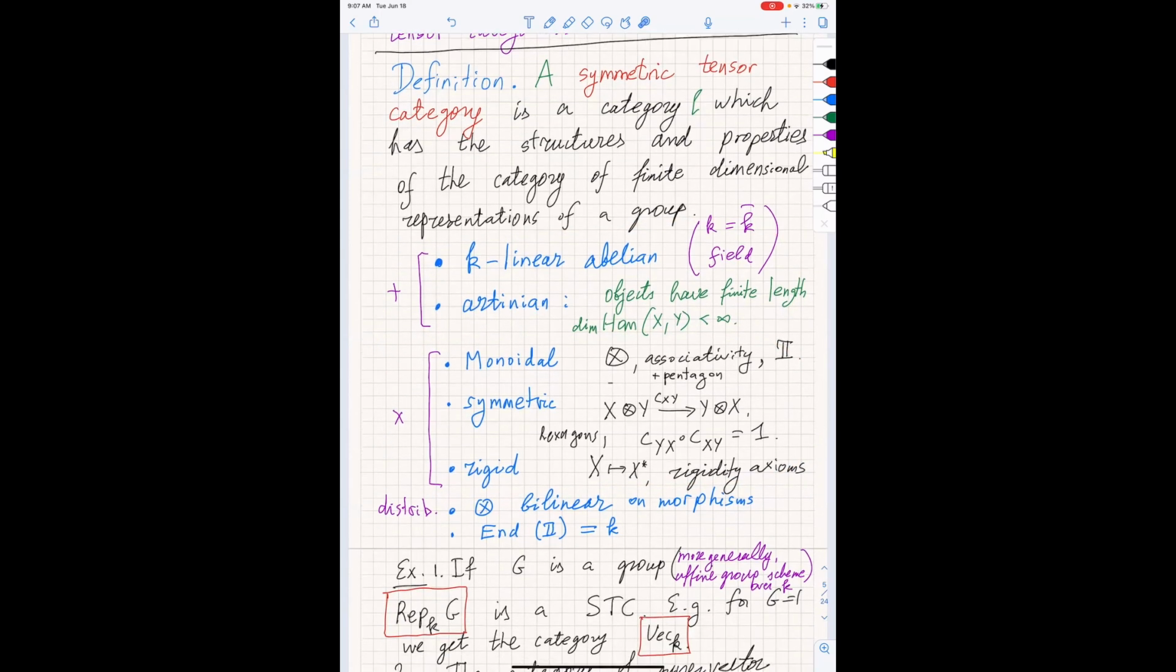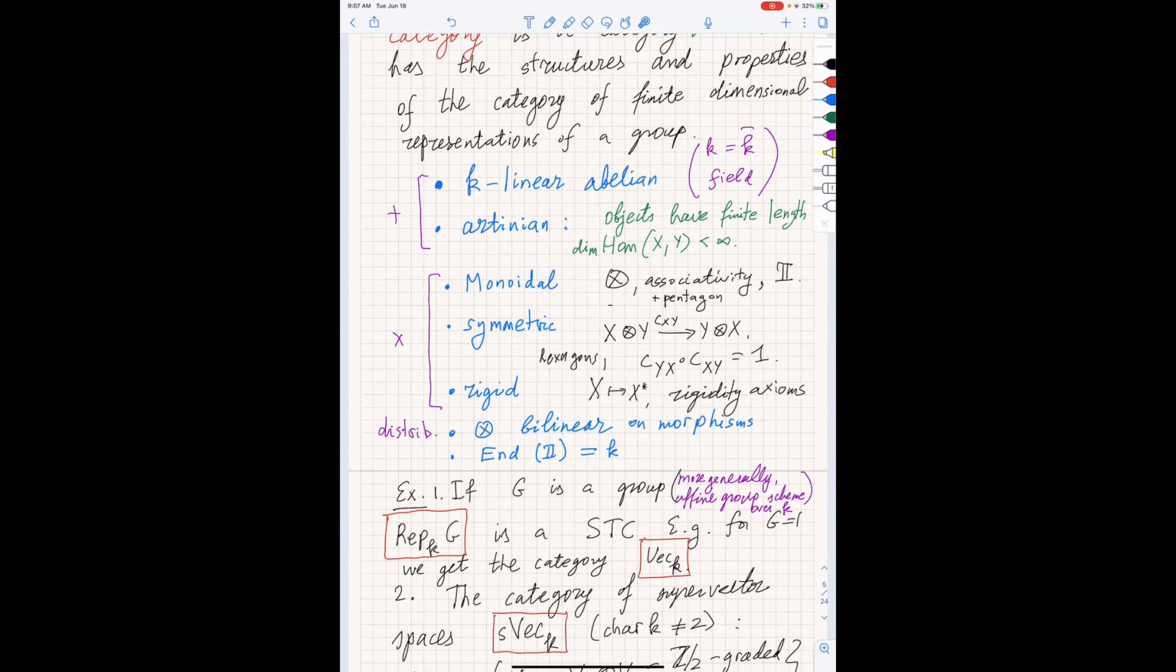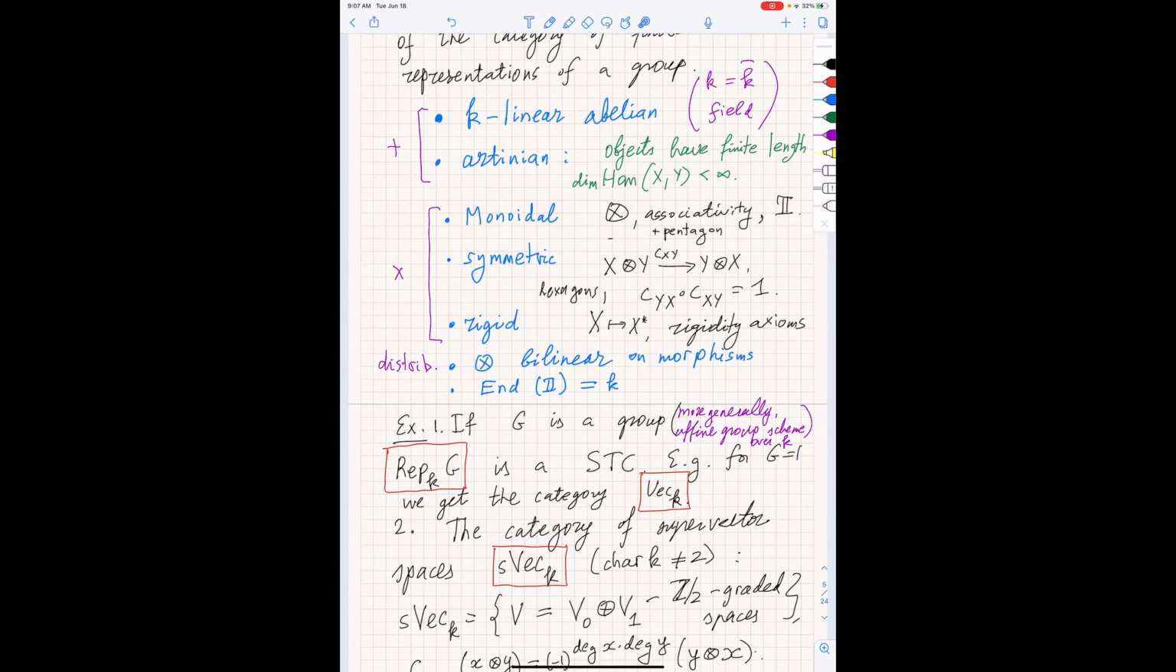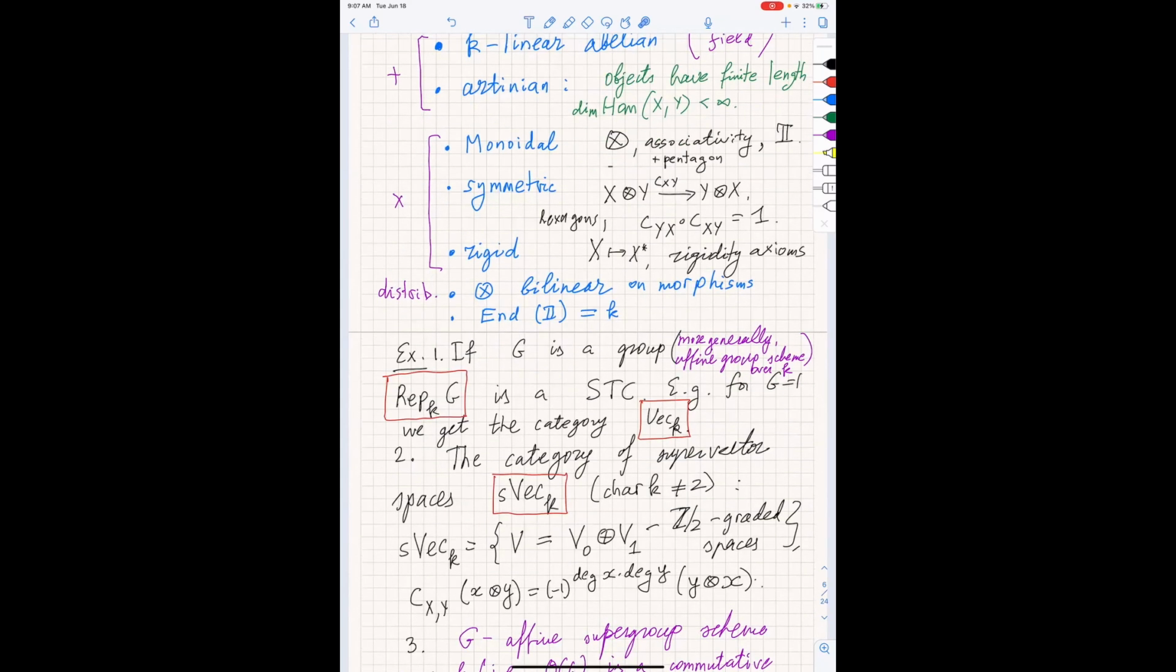And then, of course, we need some connection between them. So we should say that tensor product is bilinear on morphisms, and also that endomorphisms of the unit object is K. So actually, if you make this assumption, endomorphism of 1 is K, and that objects have finite length, this actually implies this assumption. And so what are examples of this?